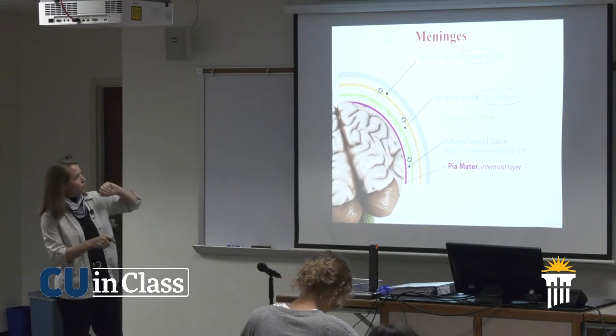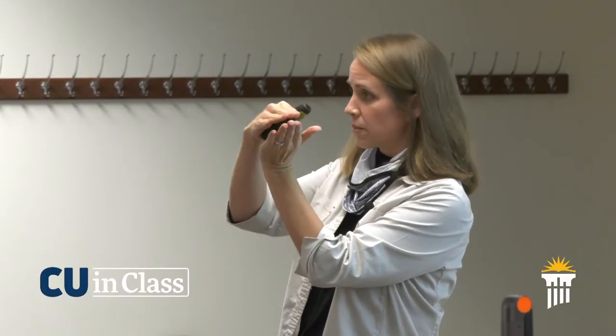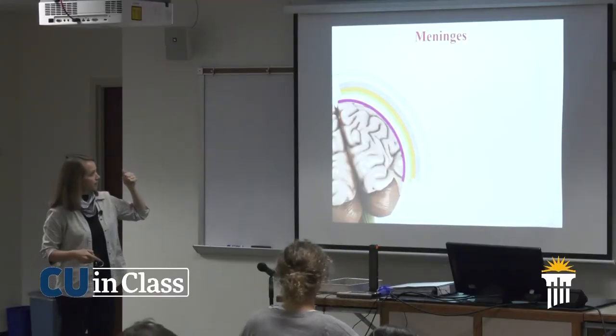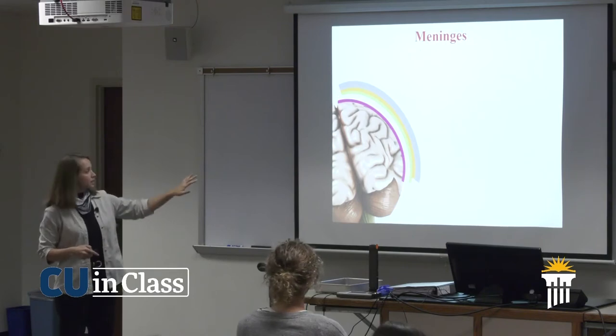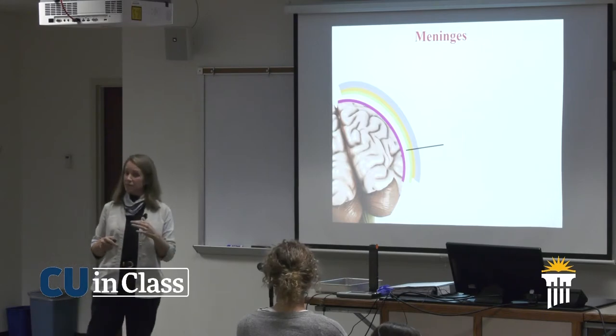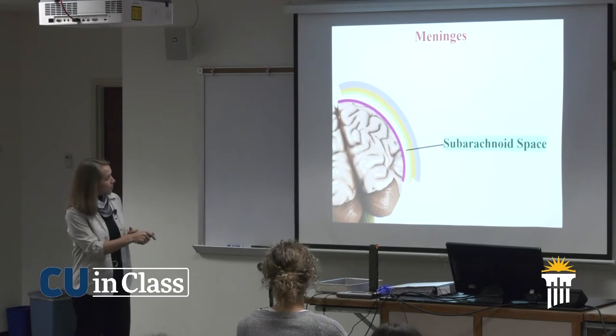Also notice on here, potential spaces. So potential spaces are spaces that normally there is no room between them, but you could put something in there. So these could fill up with, say, blood. You could bleed into these. But typically these layers are juxtaposed to each other. So if we were to draw this a little bit differently, we may do it more like this. In this picture, what is this space? Yeah, subarachnoid space, what lives there? Your CSF. Notice here the epidural and the subdural space are potential spaces.